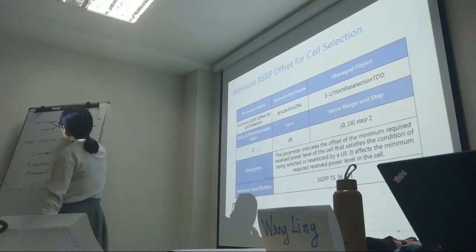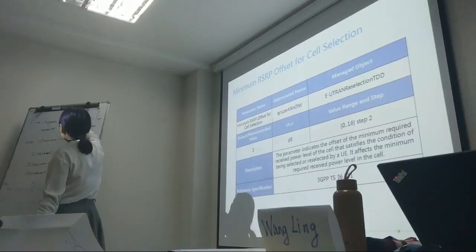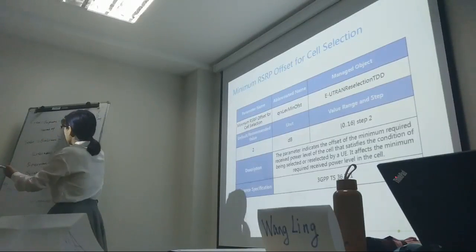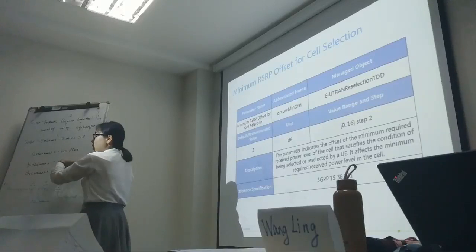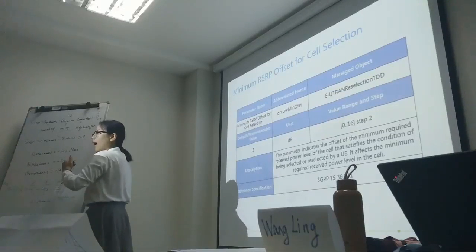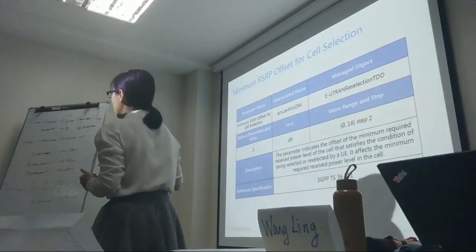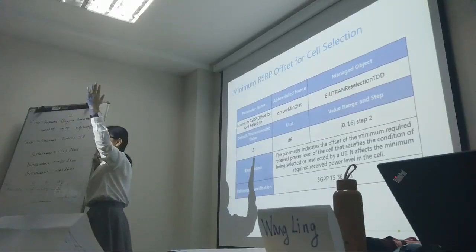For the minimum received level, we set minus 122. For this offset, we set it to 2. So now it's not 0, we should consider this 2. If I measure this value, there are three different conditions. Which one can I select the cell? One can or not? Somebody says can, somebody says cannot. So who says can?